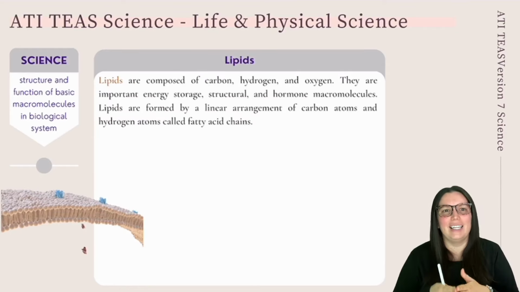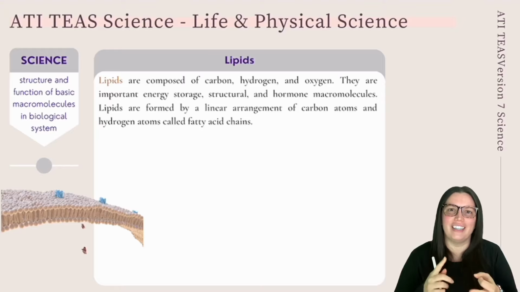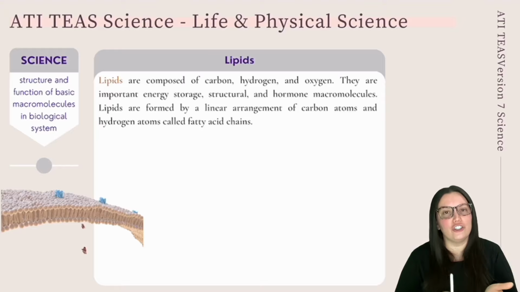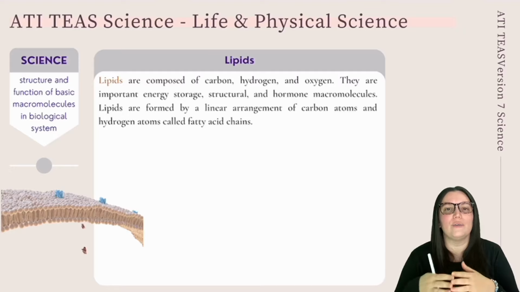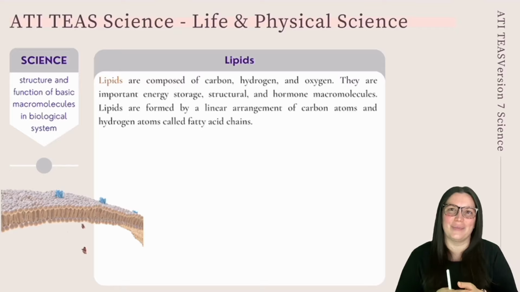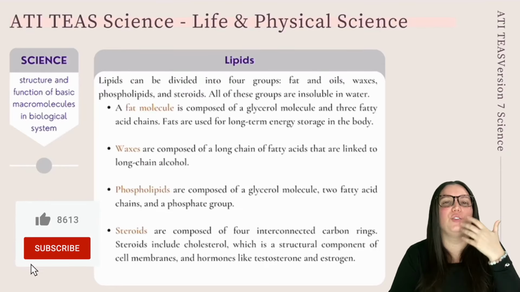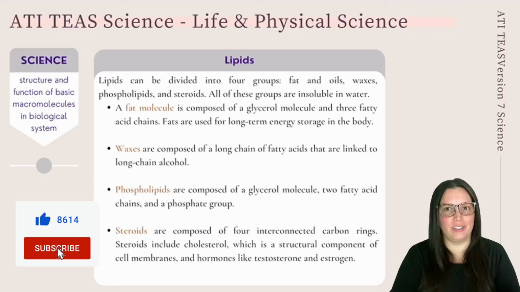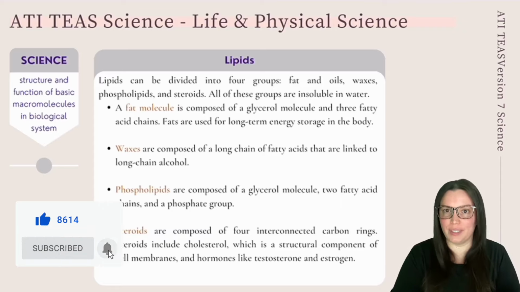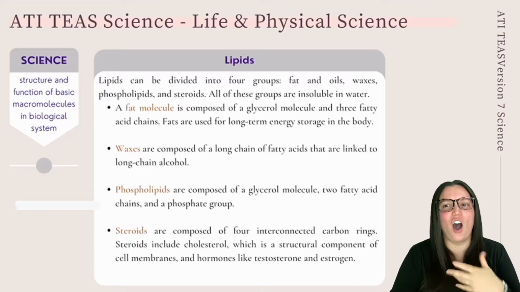Next, we have lipids. Lipids are composed of carbon, hydrogen, and oxygen, and they are important for energy storage, structural, as well as hormone macromolecules. Lipids are formed by a linear arrangement of carbon atoms and hydrogen atoms called fatty acid chains. Lipids tend to be hydrophobic and nonpolar, meaning that they don't mix well with water. Lipids can be divided into four groups: fats and oils, waxes, phospholipids, and steroids. All of these groups are insoluble in water.